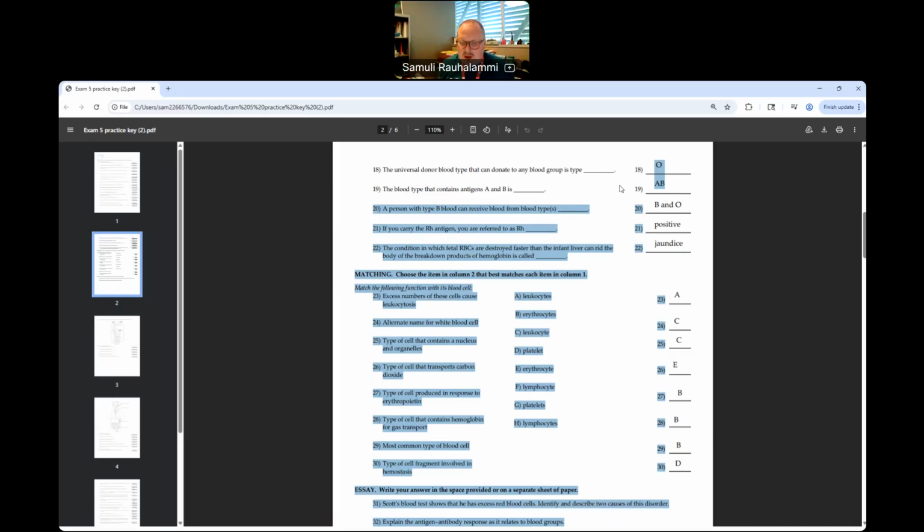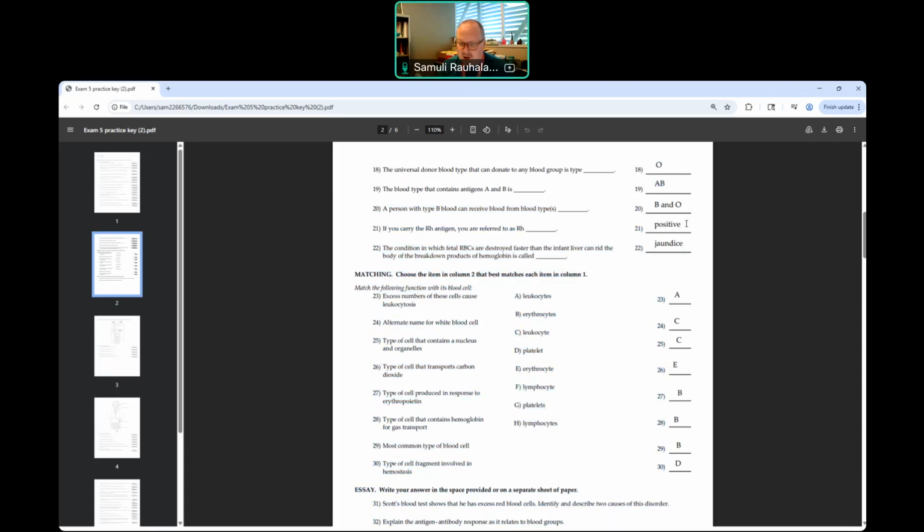Then we also talked about the presence of Rh, and these individuals were Rh positive. If it was not there, they are Rh negative. We also see sometimes that fetuses' red blood cells are destroyed at a faster rate than their liver can remove those breakdown products that cause the childhood newborn jaundice. It typically passes away.